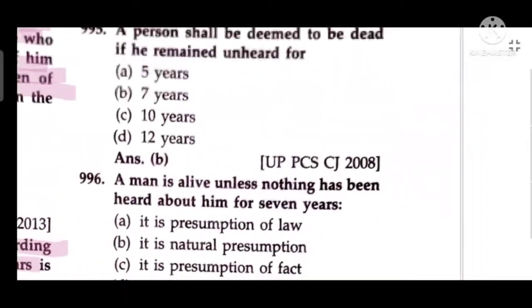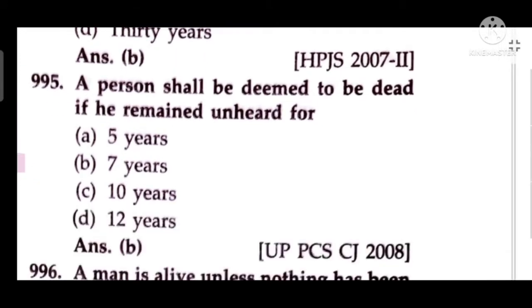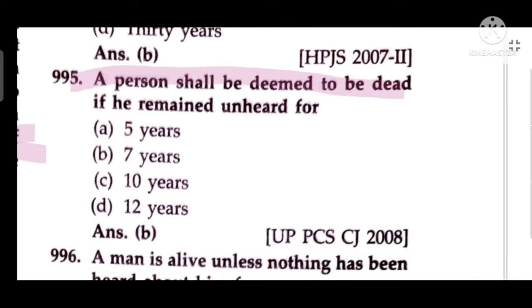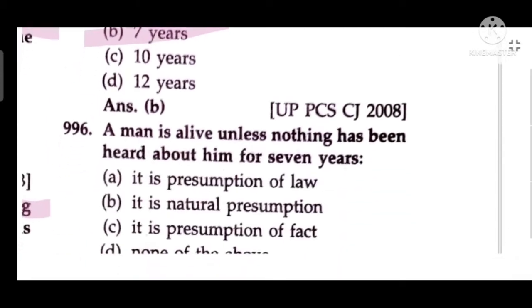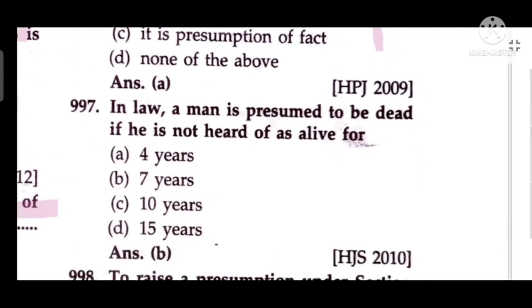7 years. A person shall be deemed to be dead if he remains unheard of for 7 years. A man is presumed alive unless nothing has been heard about him for 7 years; it is a presumption of law. In law, a man is presumed to be dead if he is not heard of alive for 7 years.